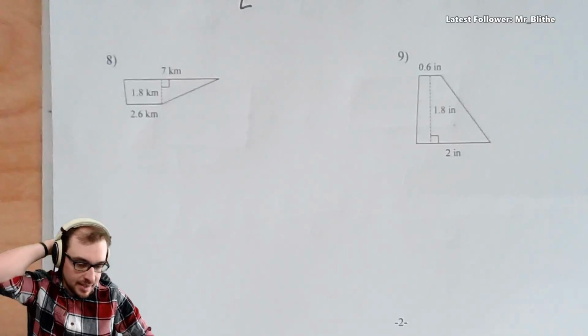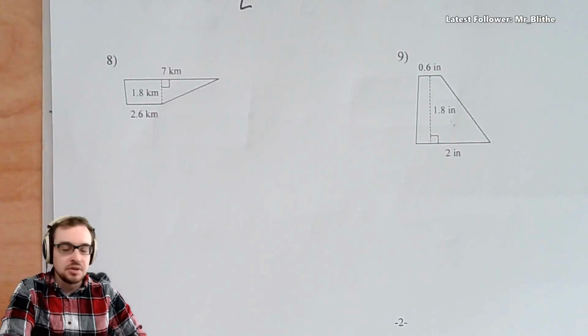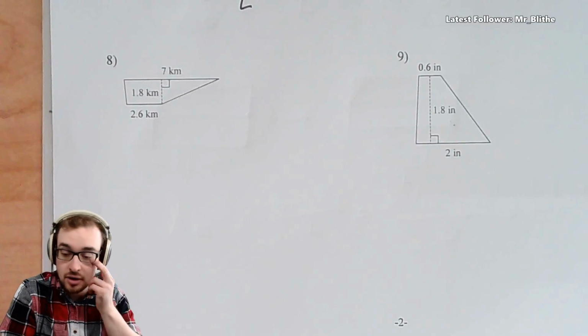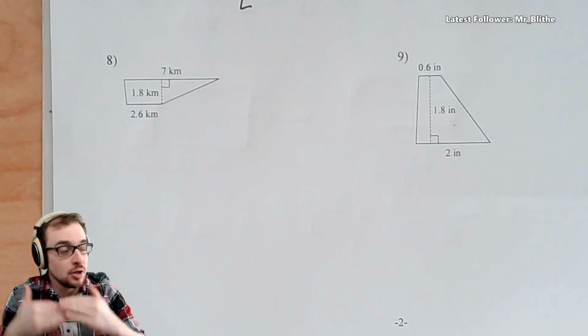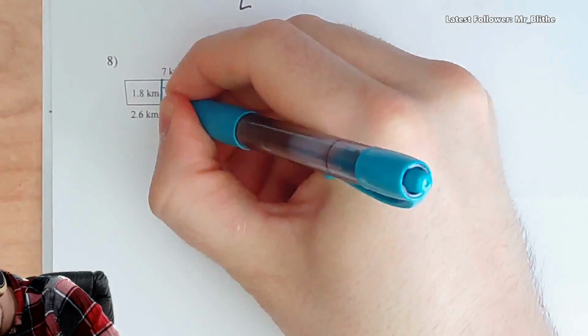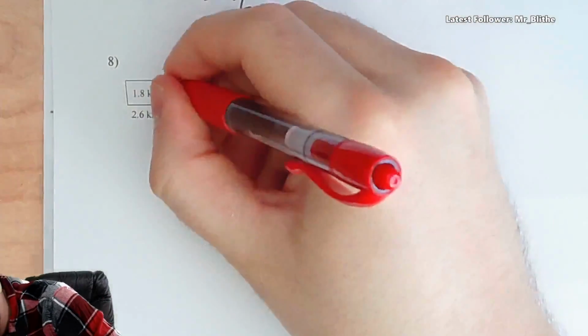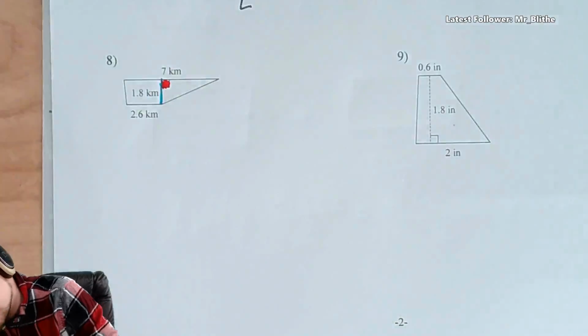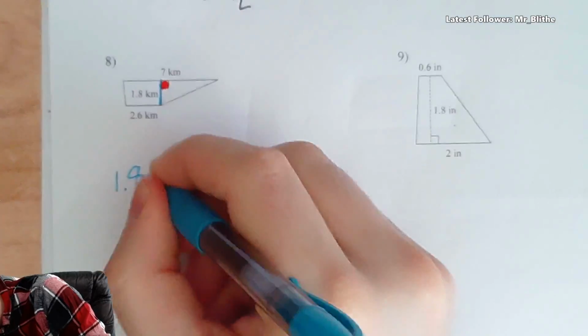Ocho. 8 and 9 are the same shape. They're both going to be trapezoids. Now we know the formula for a trapezoid is we want to average our bases, right? And then multiply them by the height. So here's our height. Our height is 1.8 kilometers.